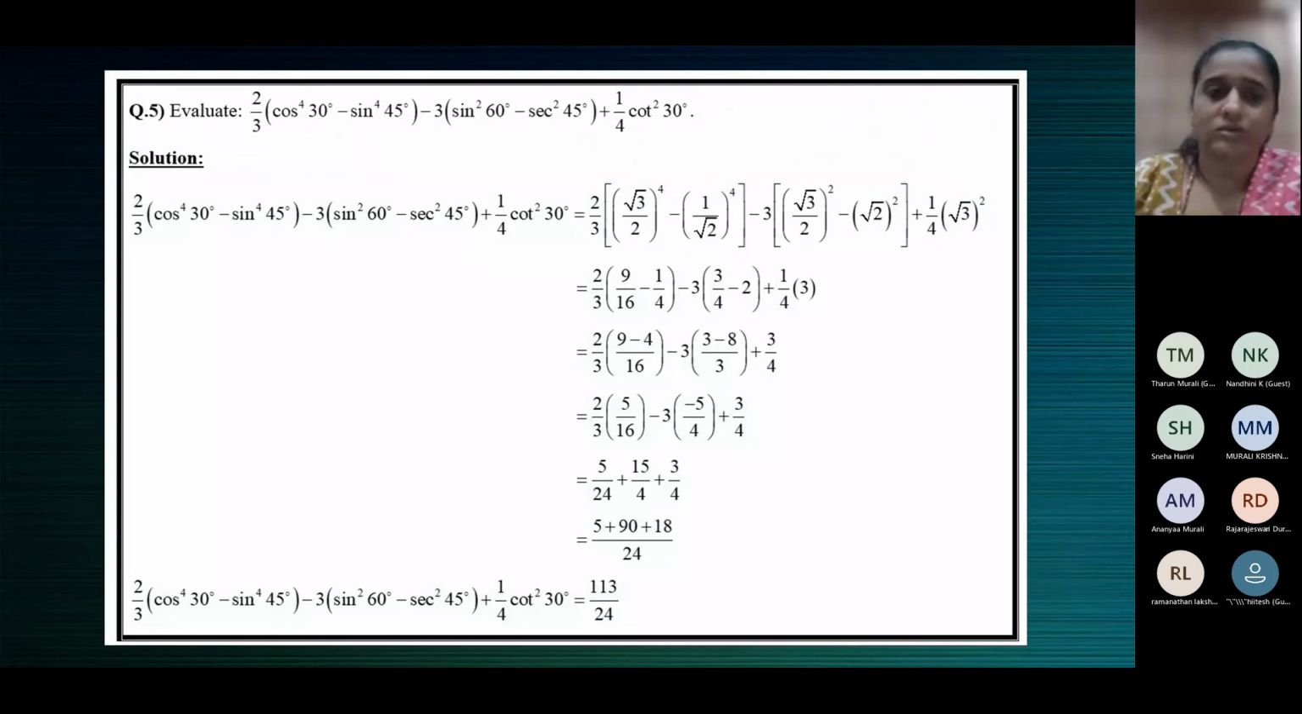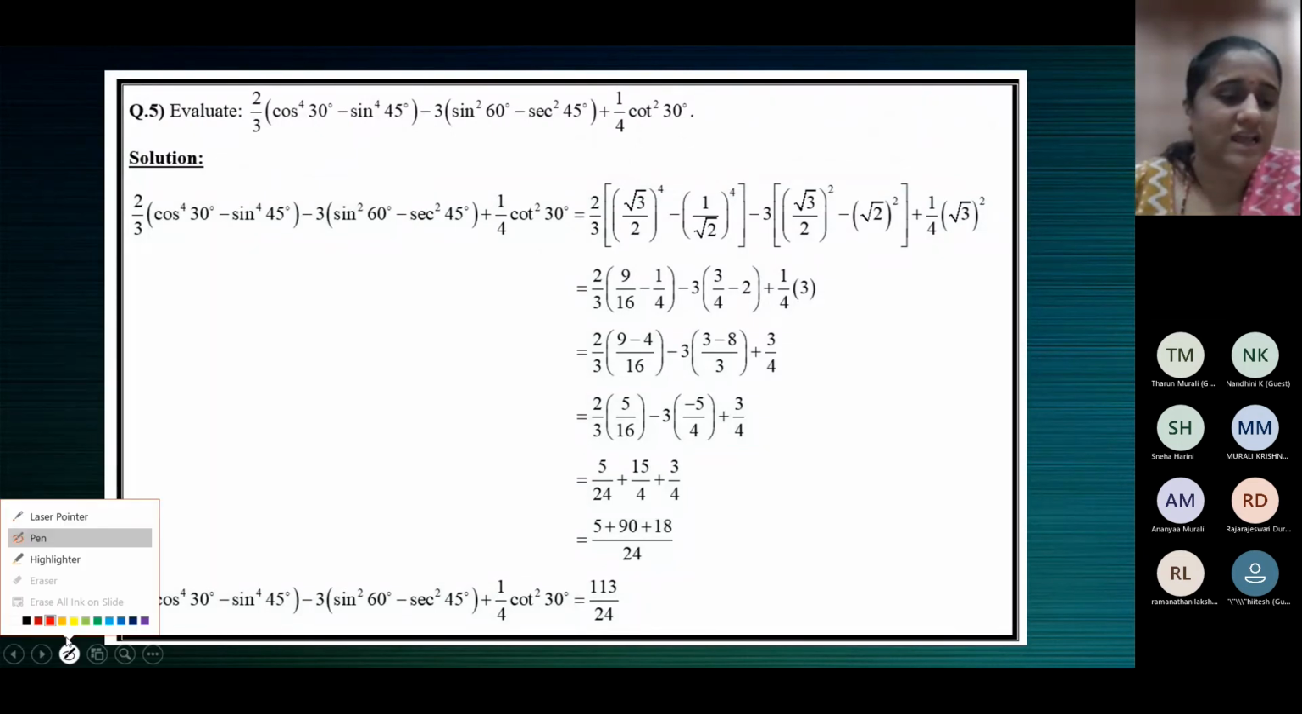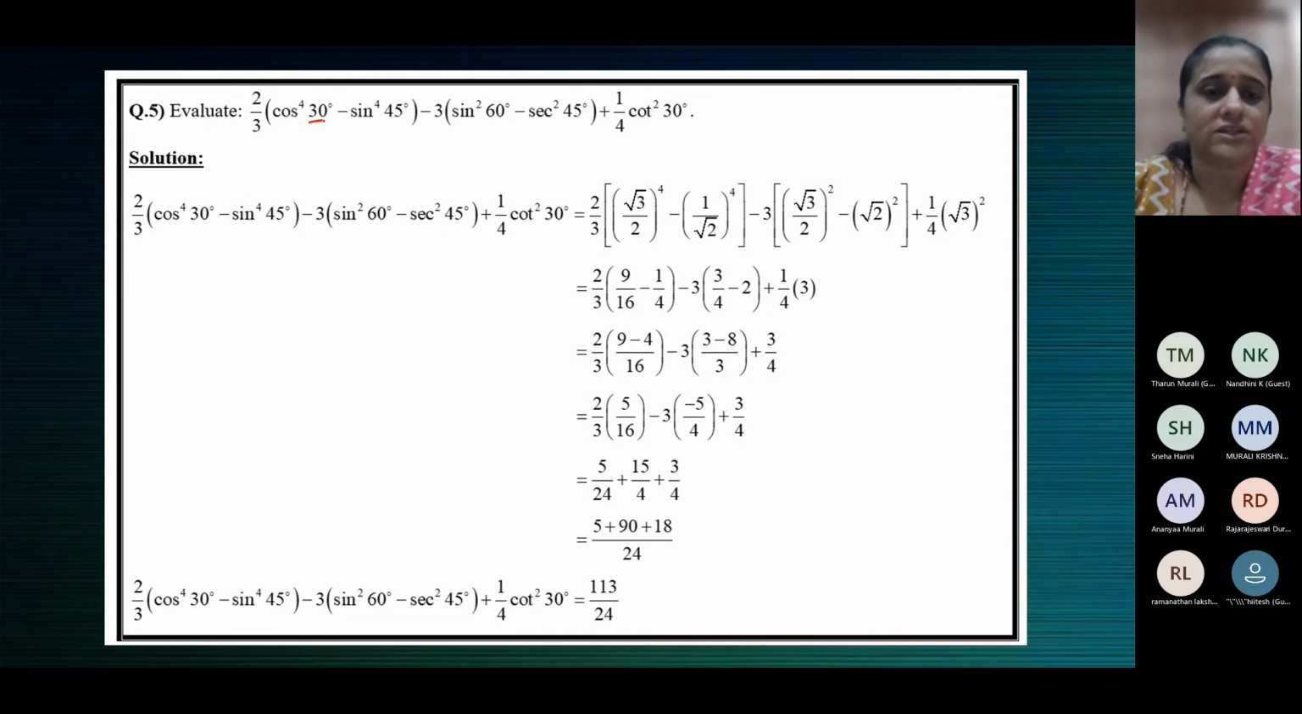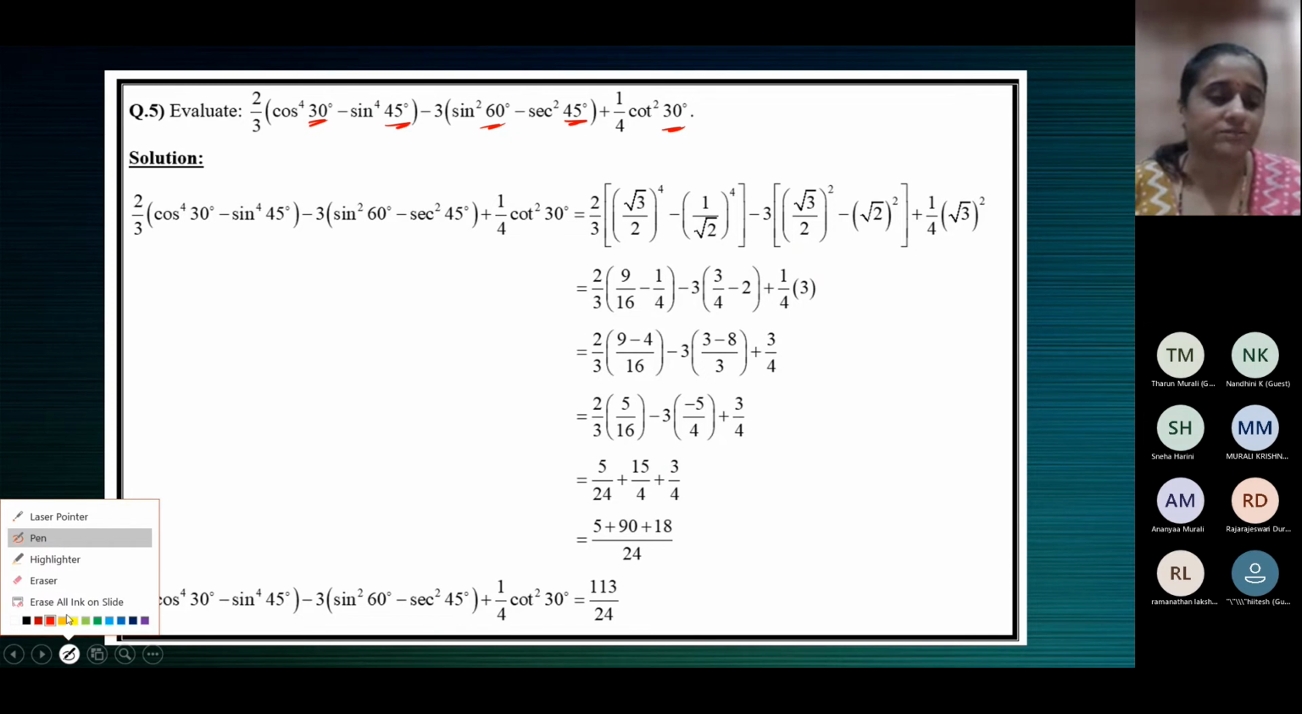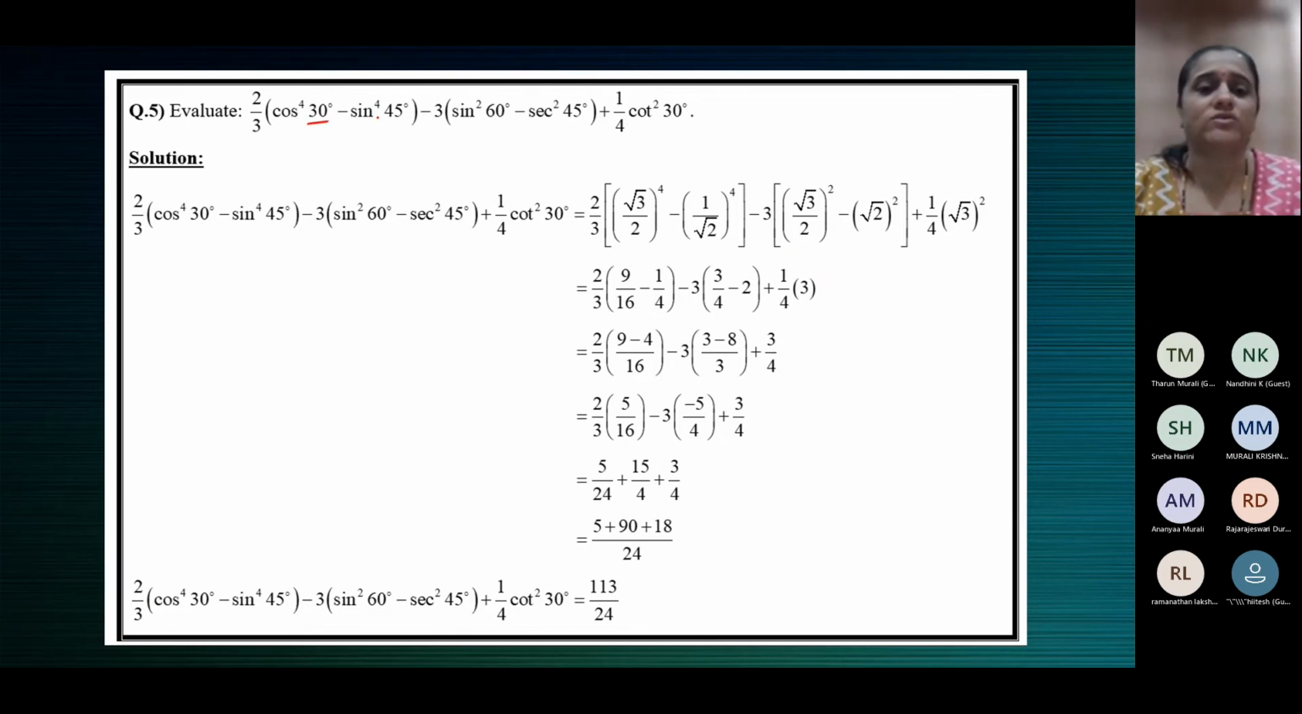In this question, what you observe is that all the angles are standard angles. You can see here, 30 degrees, 45 degrees, 60 degrees, 45 degrees, 30 degrees. So you can get the values from the table. So here you don't have to use the results by reciprocal ratios or complementary ratios. That we do only when the angles are not standard angles, if they are not 0, 30, 45, 60 or 90. So if the angles are standard angles, just get the values from the table. That's all.